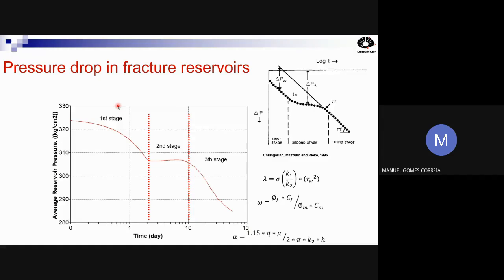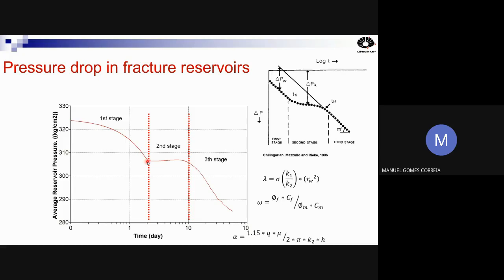So in the dual porosity behavior, fracture reservoirs that behave as a dual porosity, normally we have three stages. In the first stage, the water is rapidly produced from the fractures. That's the reason that we have this first falling of the pressure, okay? First drop in the pressure, okay?